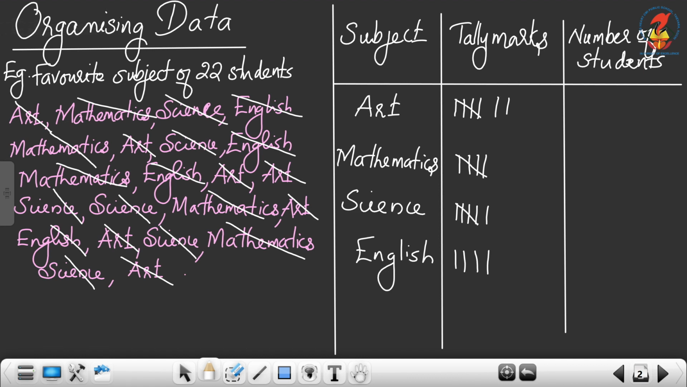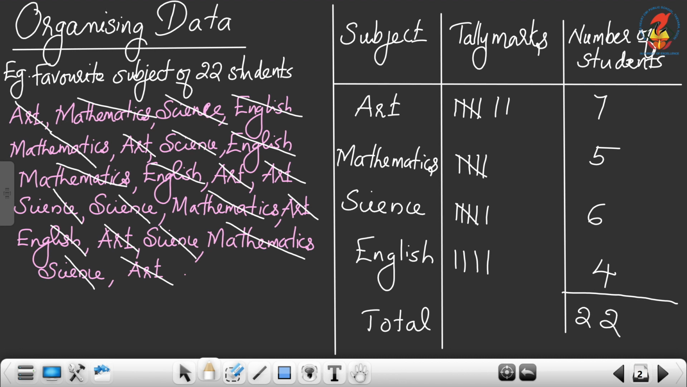Now you have to count the total number of tally marks. Art 7, mathematics 5, science 6, then English 4. Now you can add it, the total you have to get is 22. Total number of students: 7 plus 5 is 12, 12 plus 6 is 18, 18 plus 4 is 22. So we got 22.